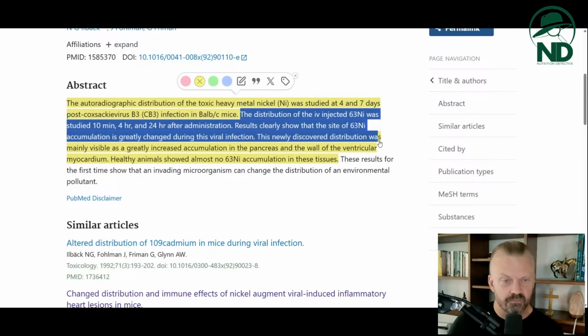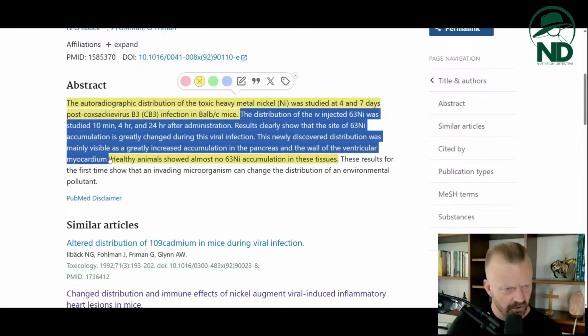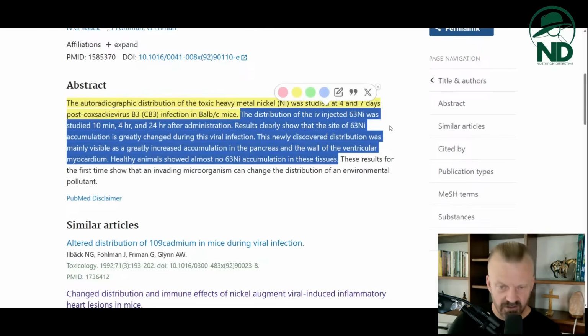This newly discovered distribution was mainly visible as a greatly increased accumulation in the pancreas, gosh, diabetes, and the wall of the ventricular myocardium, gosh, heart disease. Healthy animals showed almost no 63 nickel accumulation in these tissues. They injected them with toxins and the nickel moved around. Okay.